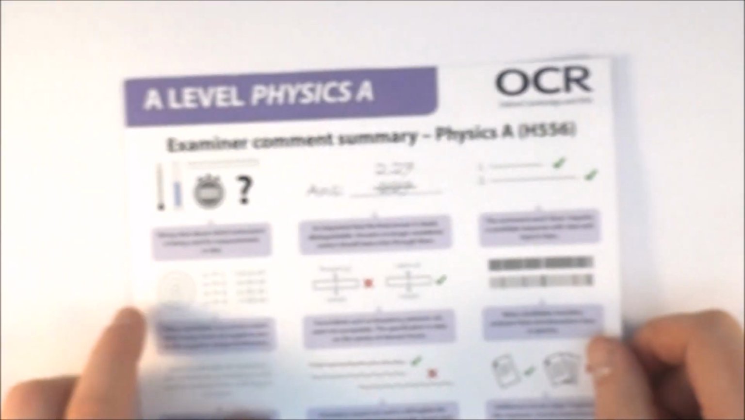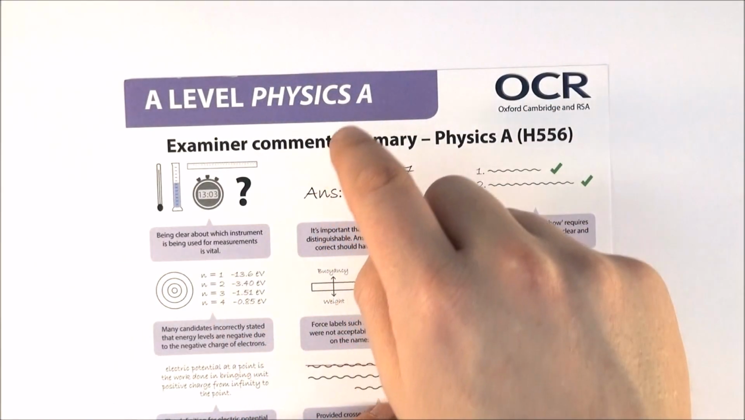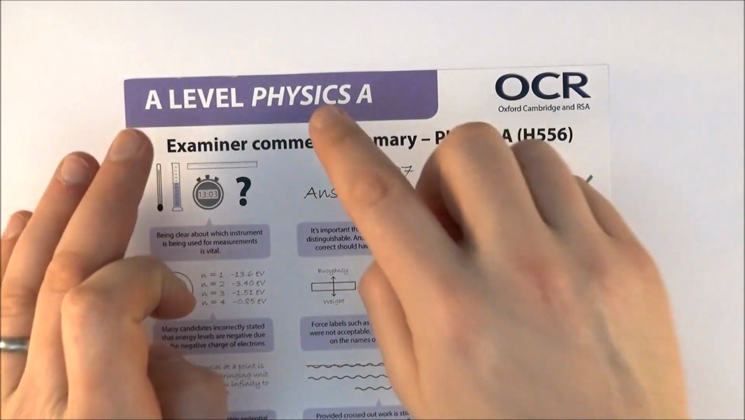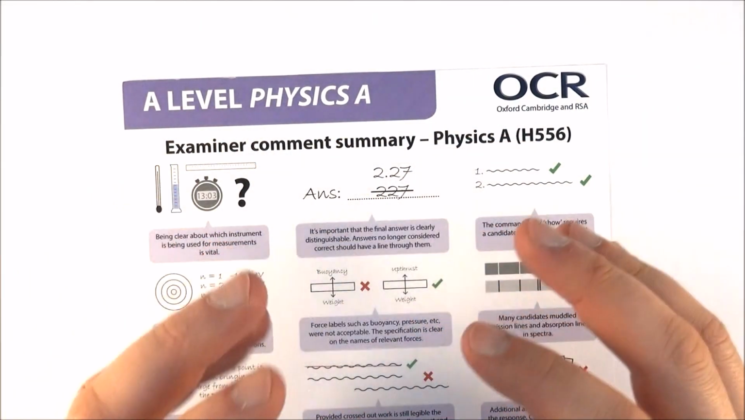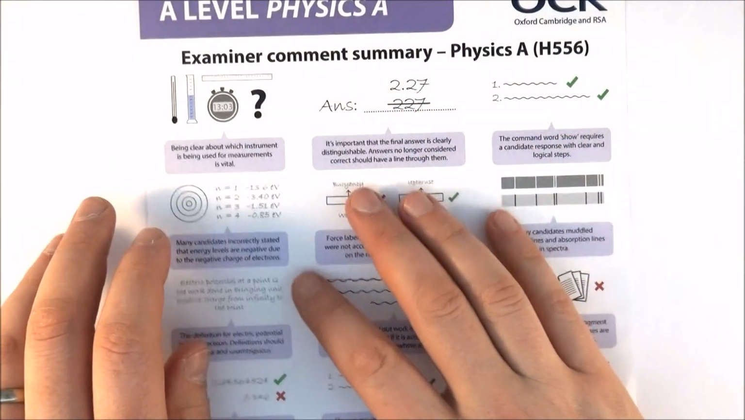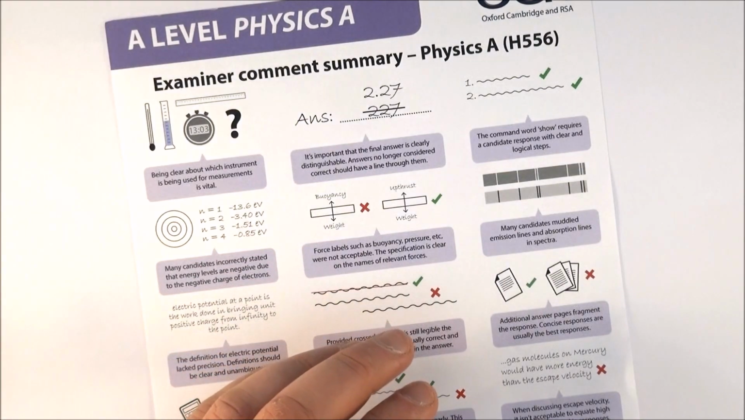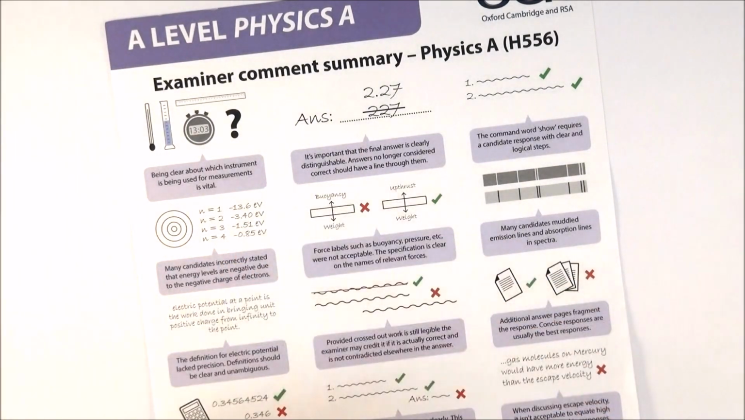Now, this document here was produced by OCR, the exam board, and it's mainly focused on Physics A, but this doesn't have to be just for physics. It can be for any course that you're doing at A level, and it doesn't have to be OCR. I think a lot of the hints and tips that they suggest here can be applied to every single exam board, so AQA, Edexcel, and so on.